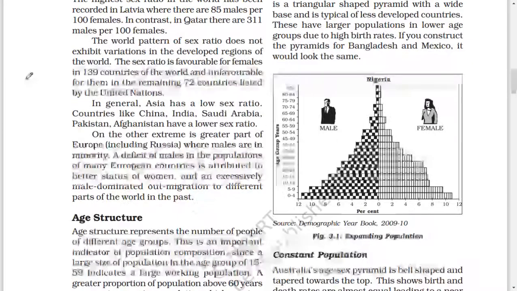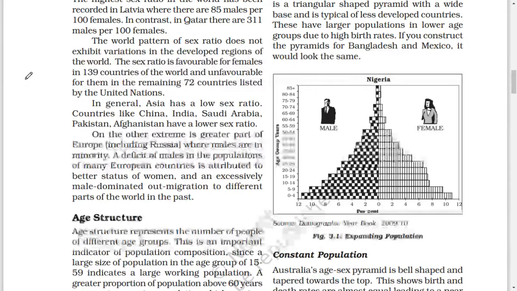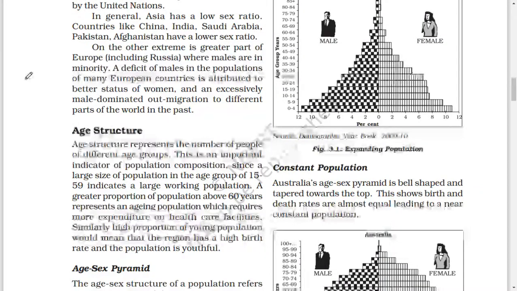In general, Asia has a low sex ratio. Countries like China, India, Saudi Arabia, Pakistan, Afghanistan have a lower sex ratio. On the other extreme is greater part of Europe, including Russia, where males are in minority. A deficit of males in the population of many European countries is attributed to better status of women and an excessively male-dominated out-migration to different parts of the world in the past.